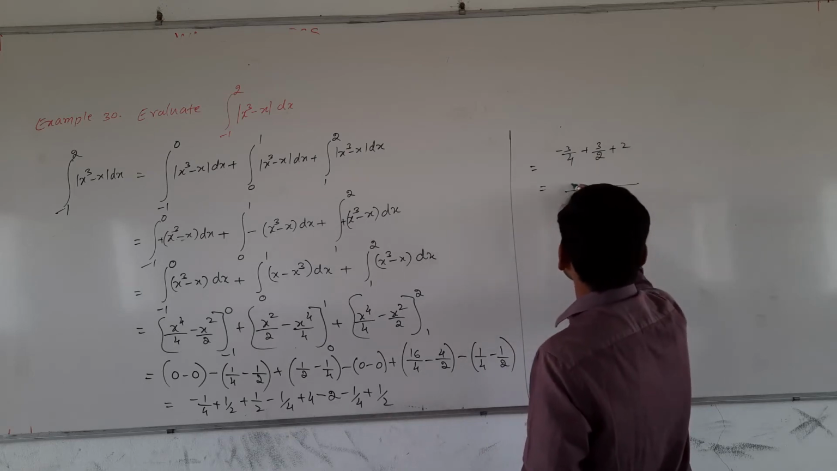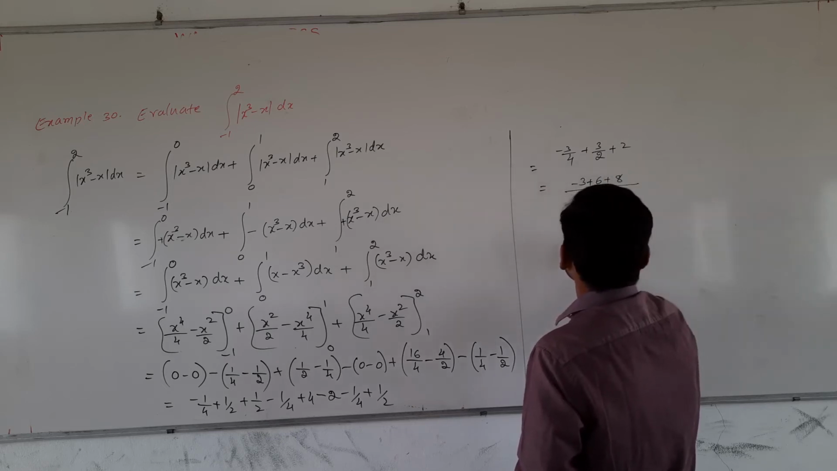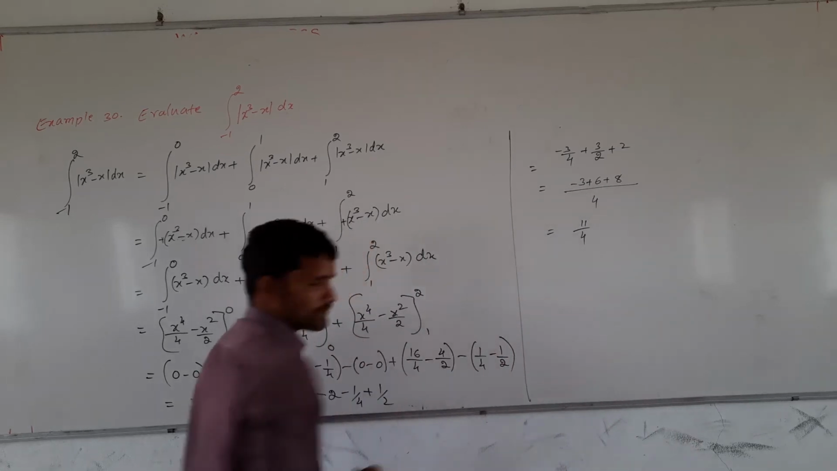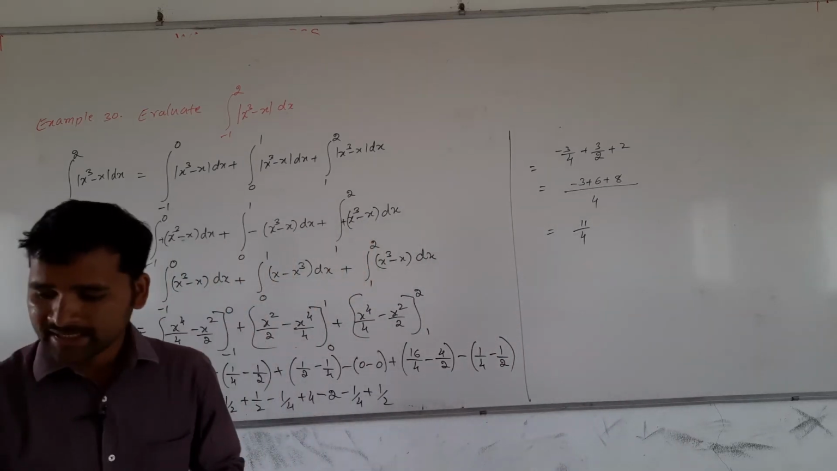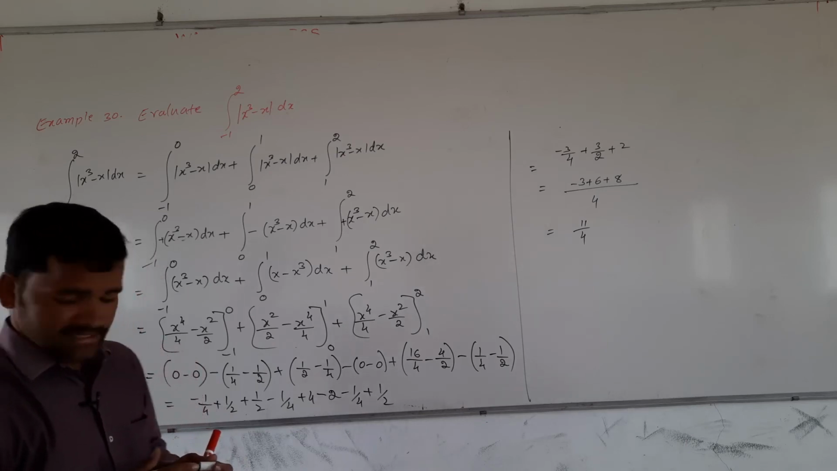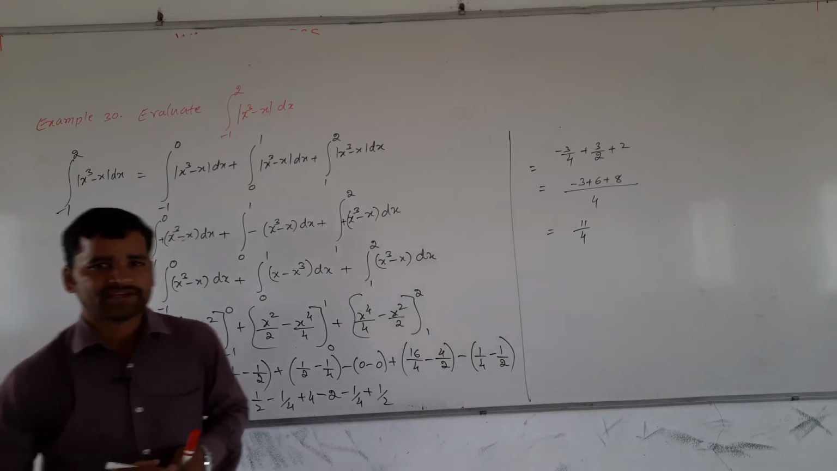LCM is 4 here, this becomes minus 3, 2 into 3, 6, here 1 is there, 4 into 2, 8. Minus 3 plus 6 is 3, 3 plus 8, 11. Answer is 11 by 4. Okay. This is about example 30. In the next class, we will take some more examples on the properties of definite integrals.